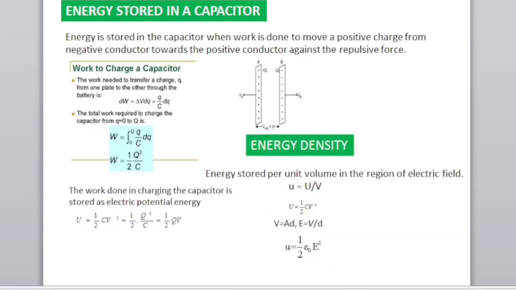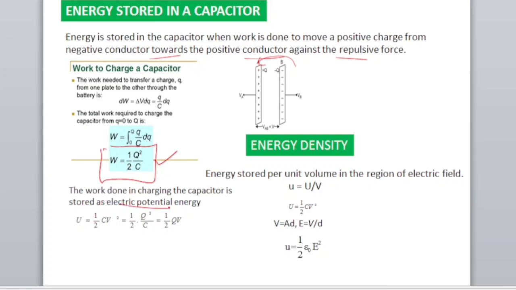And then one more last topic is the energy stored in a capacitor. Energy is stored in the capacitor when work is done to move a positive charge from the negative conductor towards the positive conductor against the repulsive force. If you want to move a positive charge from this negative plate to this positive plate, then you work against this repulsive force, and that work is stored in the capacitor in the form of energy, right? And this is given by Q square by 2C.